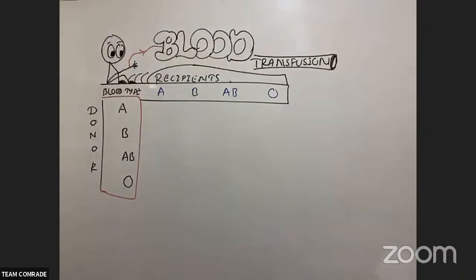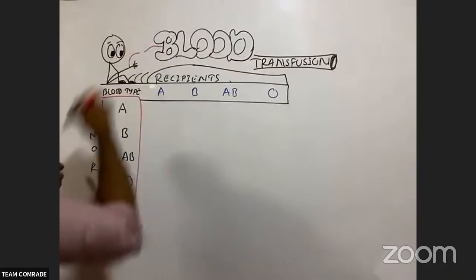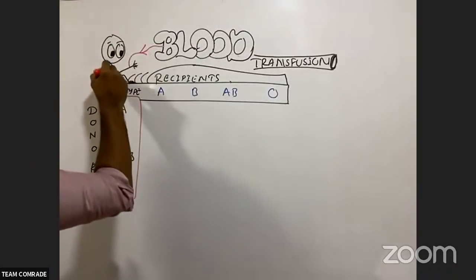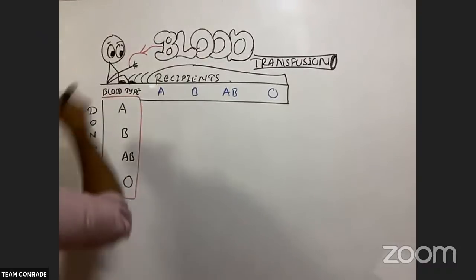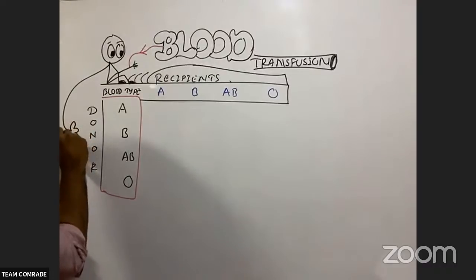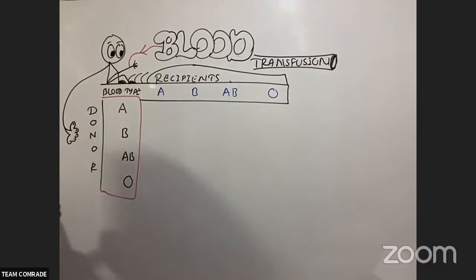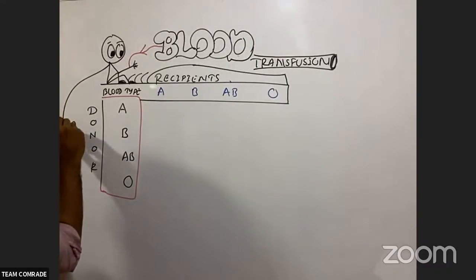Donating, and recipient means receiving. So I will do like this: recipient receiving, and from this hand, he is donating. He's a donor.